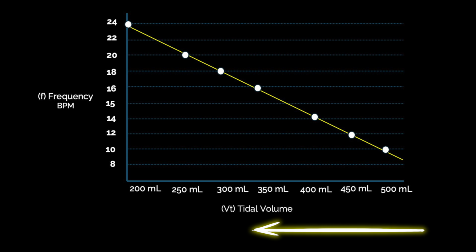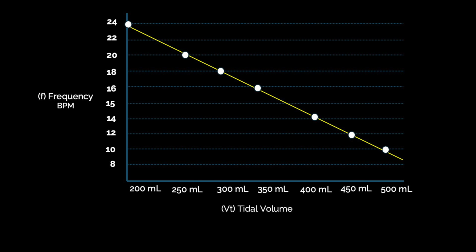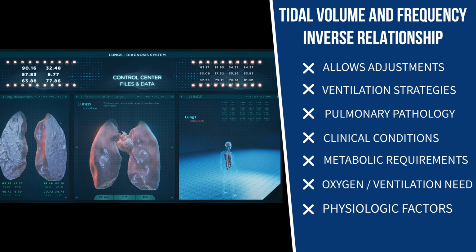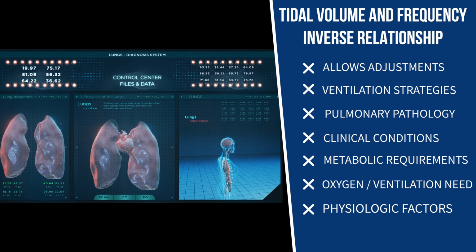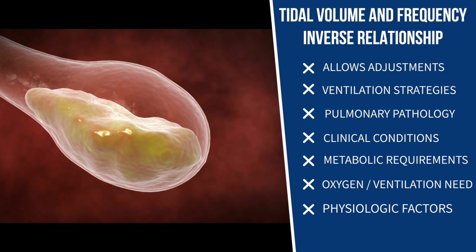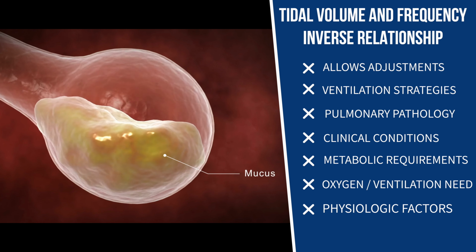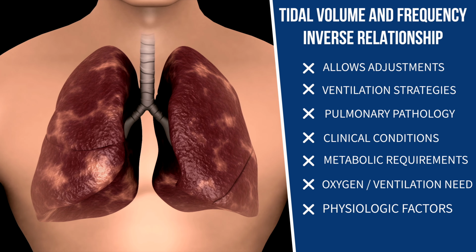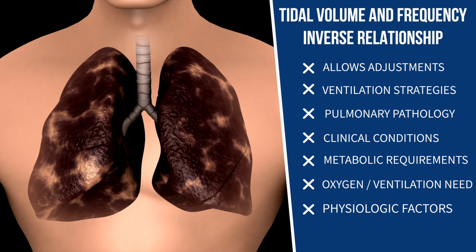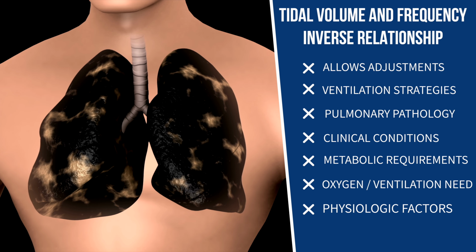Conversely, as the tidal volume decreases, the ventilation frequency increases to compensate for and maintain adequate minute ventilation. This inverse relationship is critical in mechanical ventilation as it allows for adjustments to tidal volume and ventilation frequency for individual patients based on lung pathology, clinical conditions, metabolic demand, oxygen requirements, and physiological factors. Let's take a closer look.